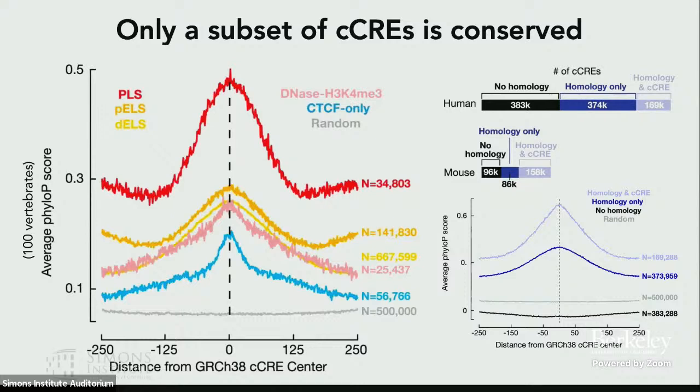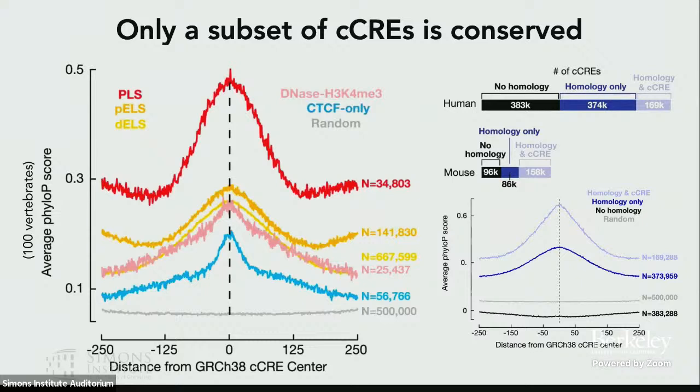And if you compare the set we have between human and mouse, the human one is a bit misleading here because the mouse set is smaller due to the smaller amount of data. But in any case, quite a bit of it has no homology between human and mouse, then homology only, and then homology and also a CCRE in the other species. So there is definitely conservation, but not so impressive.